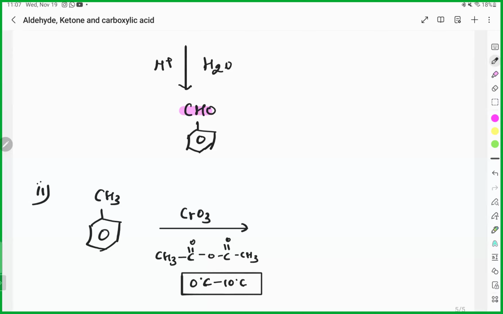Chemical kinetics says that if you increase the temperature by 10 degrees Celsius in the Arrhenius equation, the rate constant will increase by how much? Twice, I think. Twice. With every increase of 10 degrees Celsius, the rate constant will become double. That's the reason why we have low temperature here.